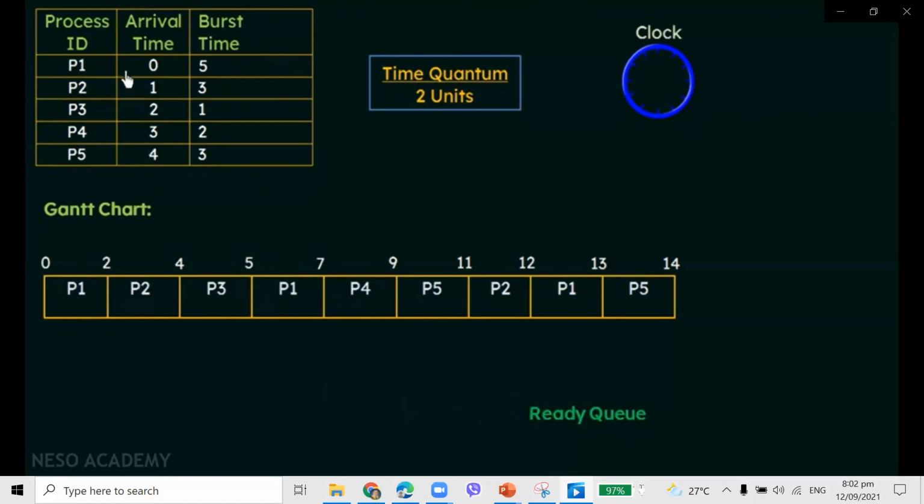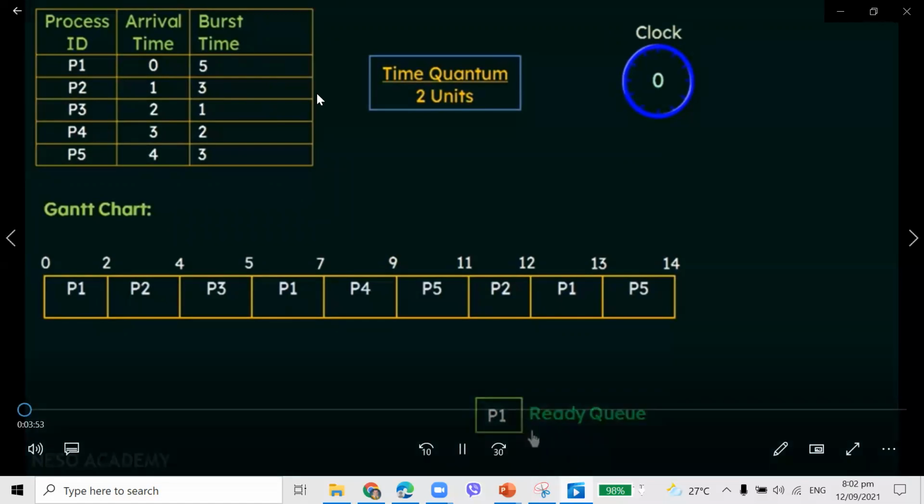First of all, let's look at this table and see what happens at different units of time. In this clock, we will start from the 0th unit of time. So at time 0, let's see what happens. At time 0, the process P1 arrives. P1 is the first process to arrive, so it comes and waits in the ready queue, because it is ready to be executed. Since there were no other processes at this time, P1 will be given the CPU.